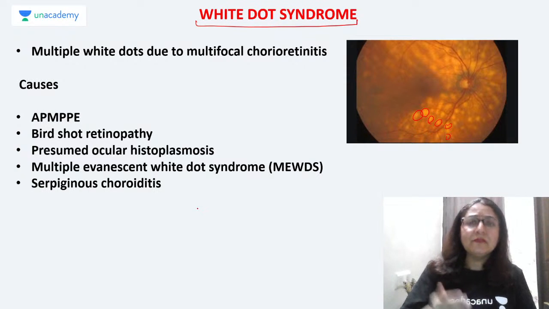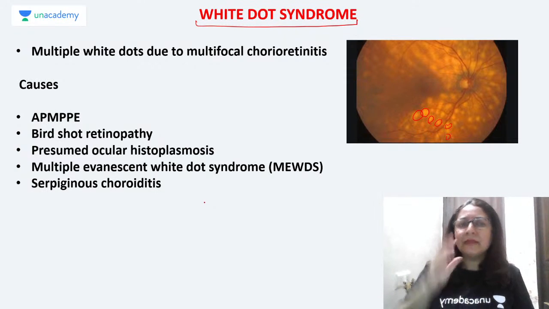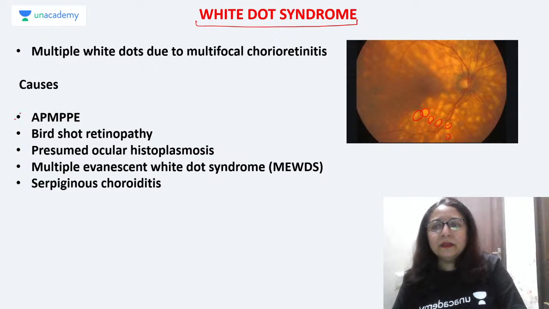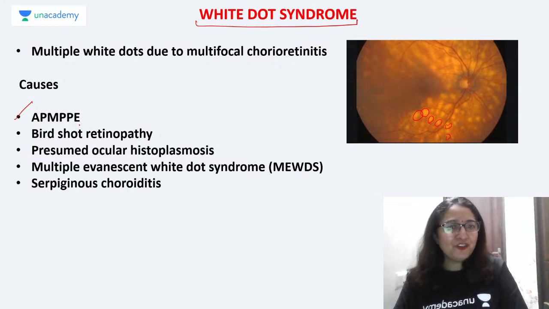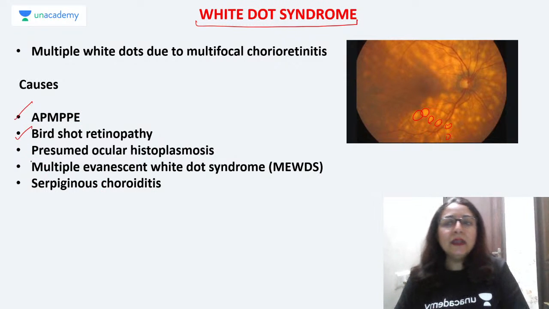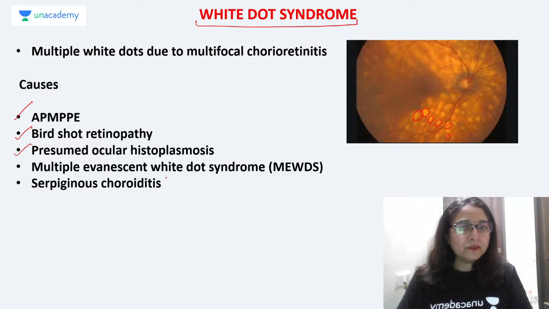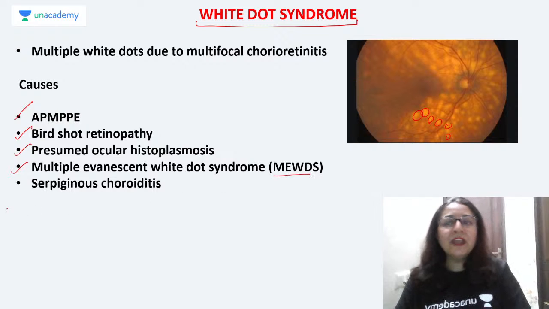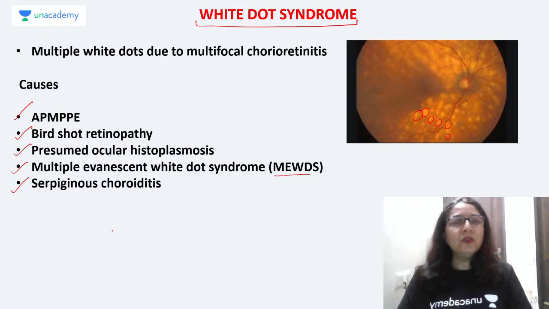So what all types of multifocal chorioretinitis can look like white dot syndrome? The commonest one is APMPPE, which stands for acute posterior multifocal placoid pigment epitheliopathy. Okay. Then birdshot chorioretinopathy, presumed ocular histoplasmosis, multiple evanescent white dot syndrome, in short known as MEWDS, and serpiginous choroiditis. So these are the common choroiditis or chorioretinitis which appear in the form of white dots.